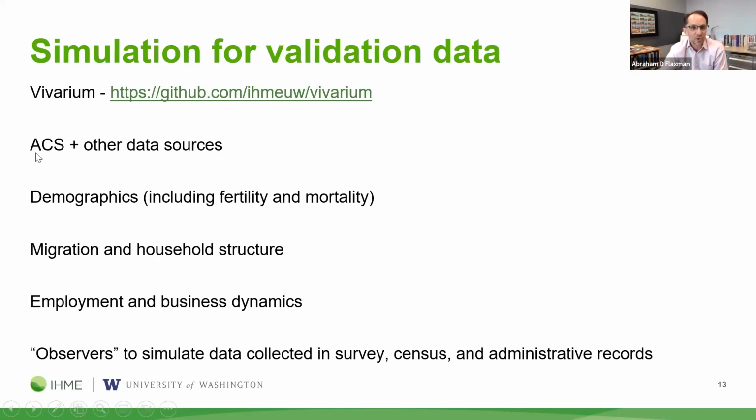But in this case, we've brought together data from the American Community Survey and other data sources, and some of the typical stuff that we do in our Vivarium simulation models, like demographics about mortality, fertility, with some extra special stuff really relevant to the census data: migration, household structure, employment, business dynamics. And layered on top of all of that, what we call observers, which are basically simulations of doing surveys or decennial censuses or just the kind of administrative records that happen through people getting Social Security numbers, or say being on WIC social services.